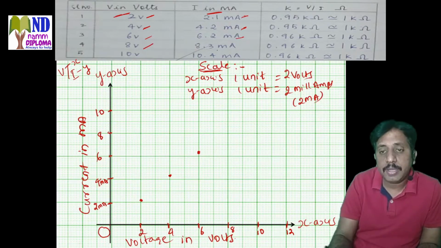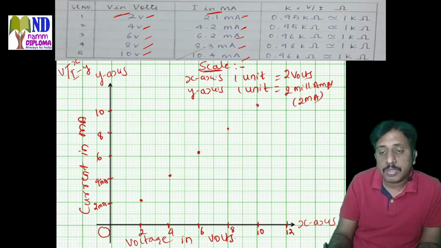Similarly, for 8 it is 8.3. Roughly it will come here. And for 10 it is 10.4. For 10 it should be 10.4, and it should come here exactly.